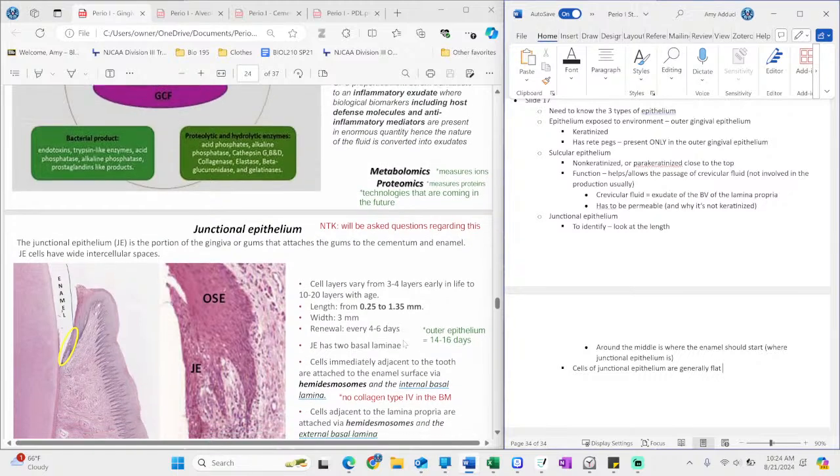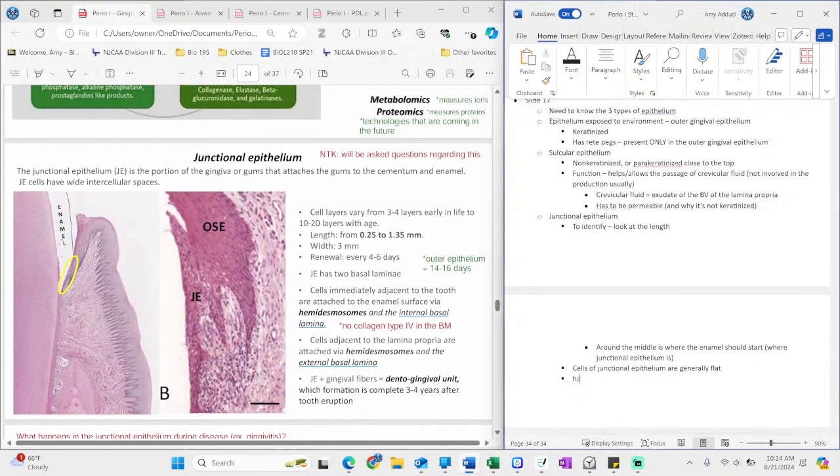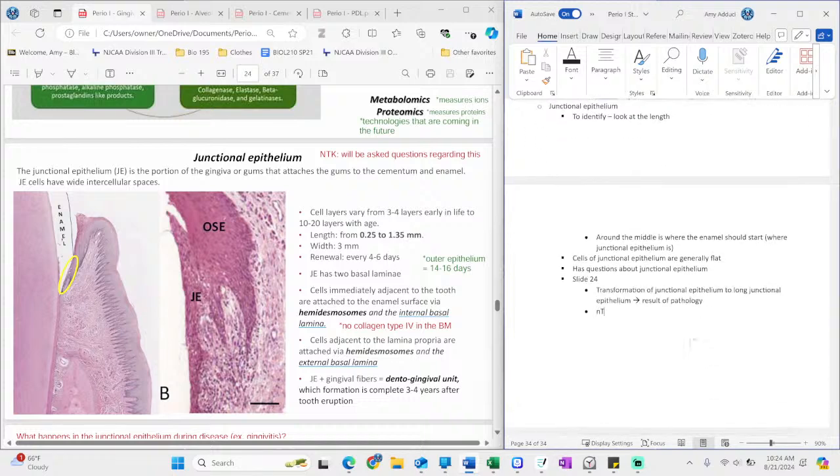And that's because if you remember when we were talking, I told you I added a new concept for this lecture that I didn't tell you during oral biology. And that was the transformation of the junctional epithelium into the long junctional epithelium. And that is the result of pathology. So you need to know all the characteristics of the junctional epithelium.